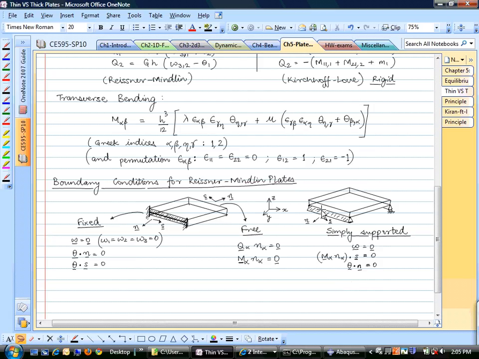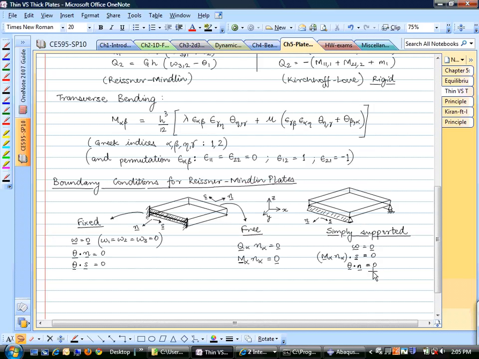So a simply supported beam, simply supported plate cannot have the fiber rotating like this, but the fiber can rotate like this. So that's why we have this one condition which says that the fiber cannot rotate in the S direction, but it can rotate in the normal direction for the simply supported case.